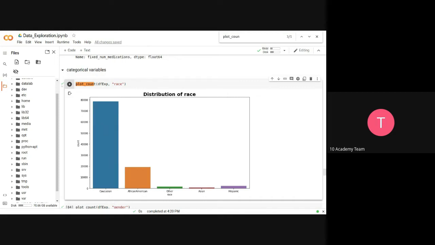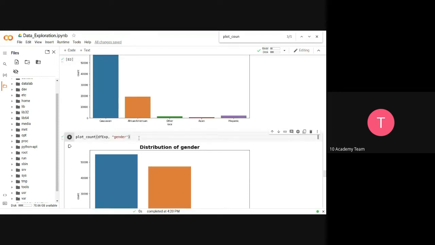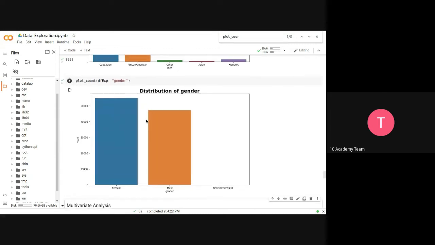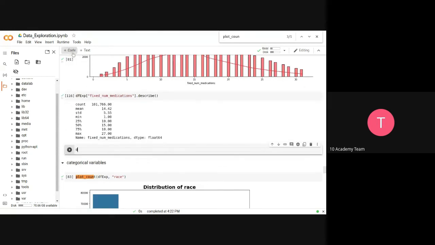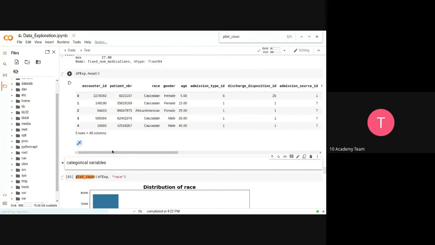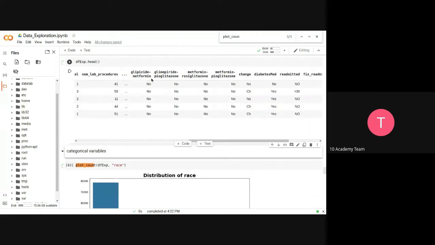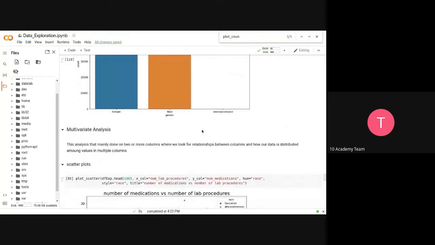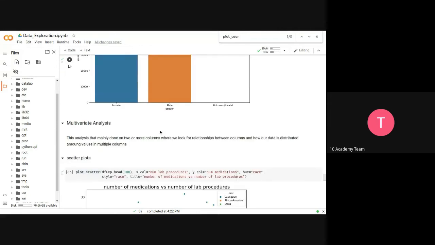This plot count function that we're using is to count the distribution of the race. So this is one way we can visualize our categorical values. Like we saw in our data, some of the categorical values were race and gender. There are other categorical values here, but that is not necessary for the analysis that we're doing at the moment.